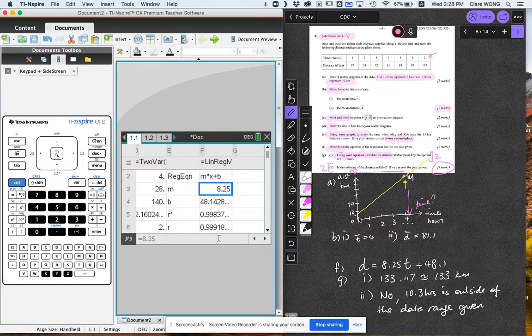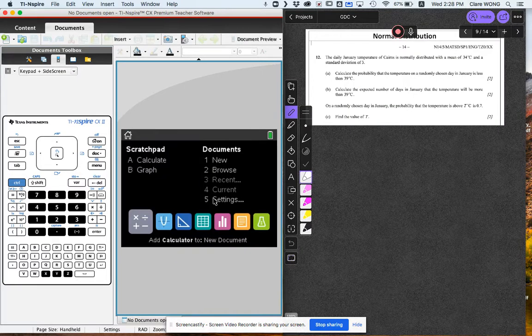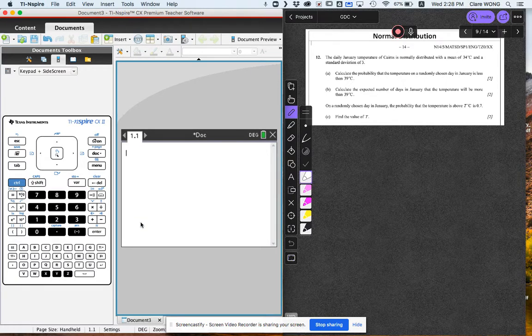Next, normal distribution. Let me clear my calculator, and we definitely need just a simple calculator to do the normal distribution. The daily January temperature of the case is normally distributed with a mean of 34 degrees Celsius and a standard deviation of 3. Calculate the probability that the temperature on a randomly chosen day in January is less than 39 degrees Celsius. And then calculate the expected number of days in January that is more than 39. On a randomly chosen day in January, the probability that the temperature is above a certain temperature is 0.7.